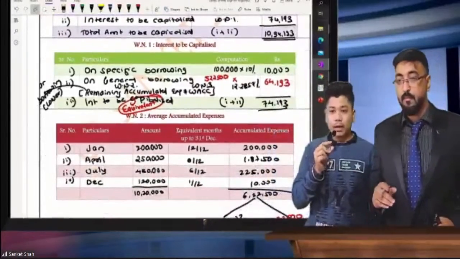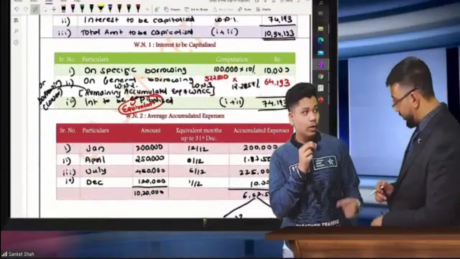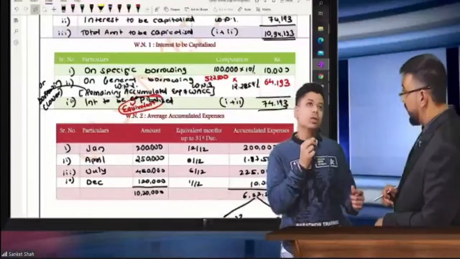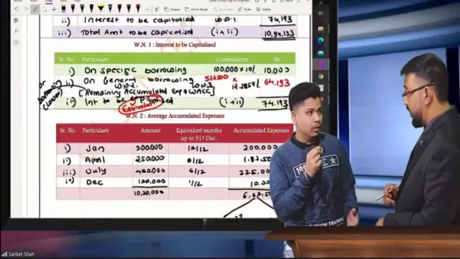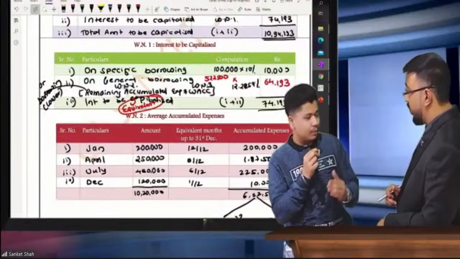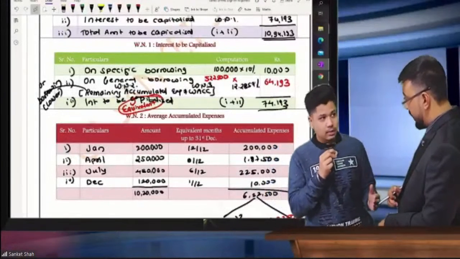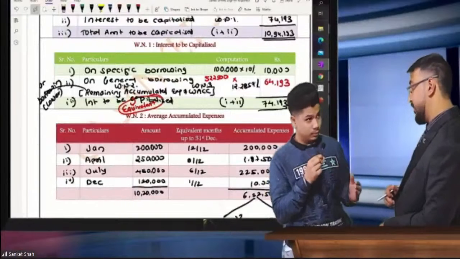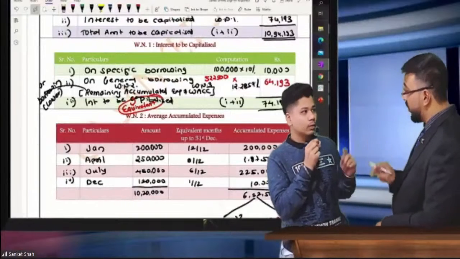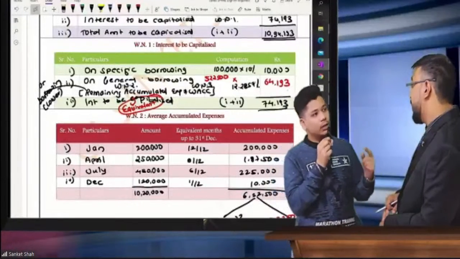Then we have to find interest to be capitalized. It includes 2 interests: on specific borrowings and on general borrowings. On specific borrowings, it is given, that is 1 lakh into 10%. On general borrowings, we have to find accumulated expenses into WAC. You will get accumulated expenses in working note 2, and WAC in working note 3.